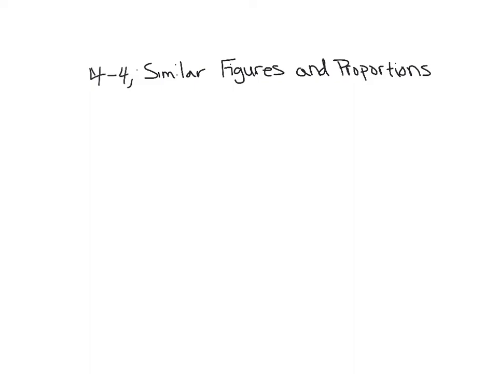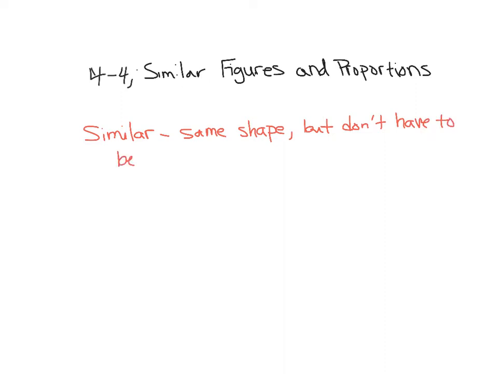So today is about similar figures. They have the same, so similar, I should write that down. Similar figures are the same shape, so they're like both triangles, but don't have to be the same size. Okay? So it's like two triangles that are the same shape, but they're one smaller than the other.